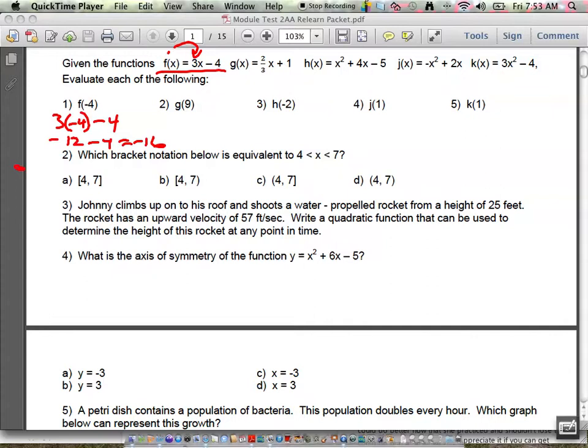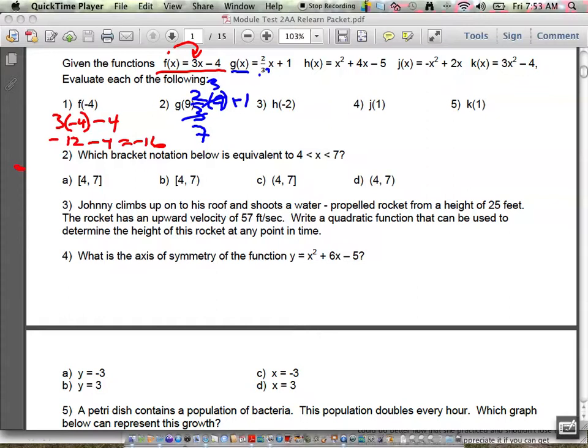g of x is 2/3 x plus 1. I know we say that, but the best way to pronounce that is the output is the input times 2/3 plus 1. So I'm going to do 2/3 of 9 plus 1. You can use your calculator for this. Remember to put parentheses around the 2/3, or just do 3 goes into 9 3 times. 2 times 3 is 6, plus 1 is 7.